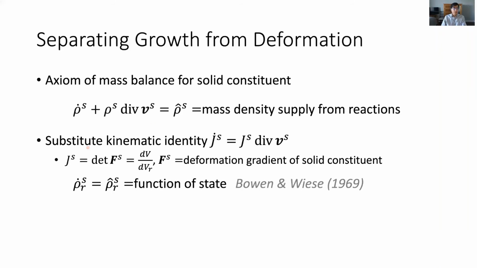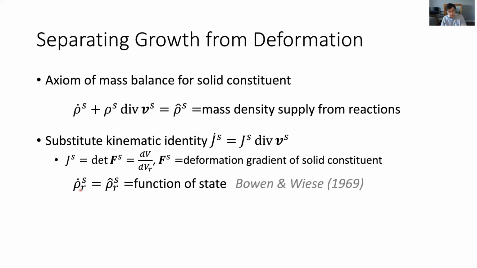So then you substitute the kinematic relation that J_S, which is the determinant of the deformation gradient, is related to the velocity through this relation. Material time derivative of J_S is J_S times divergence of v_S. Substitute that in here, integrate this equation. You end up with an integrated form of the mass balance, or a referential form, which says that the time rate of change of the referential mass density is governed by this mass supply term, which is a function of state. And this relation dates back to the days of Bowen and Weiss. I didn't come up with this, but somehow Bowen, who did a lot of reactive mixtures, didn't use his relation again later, which I find surprising, but I'm using it extensively.